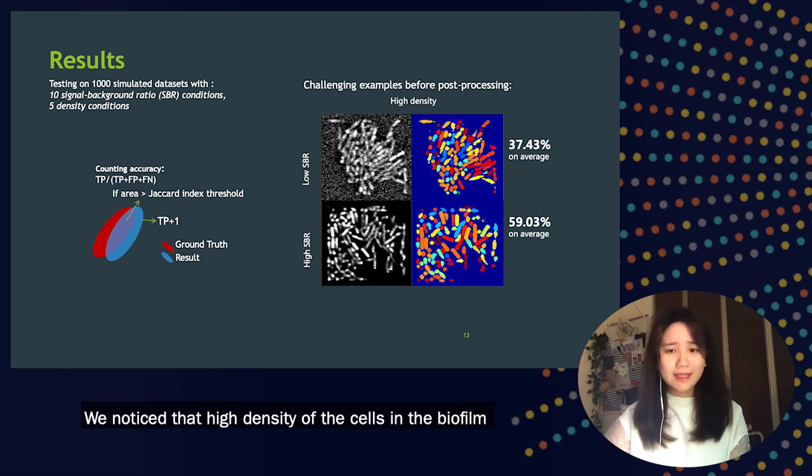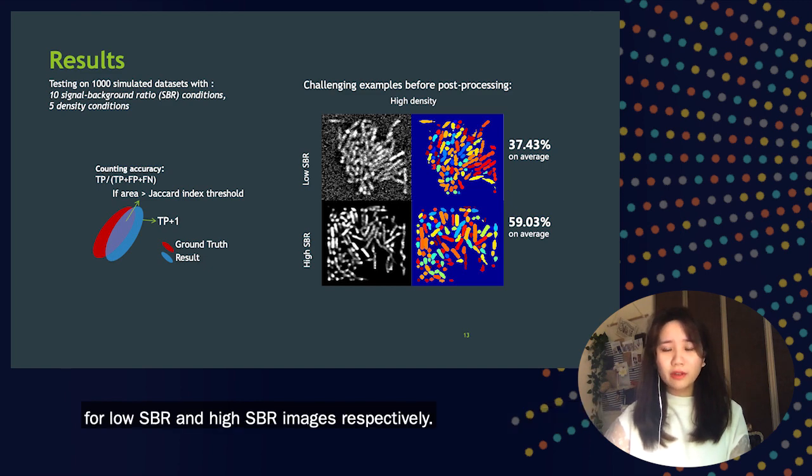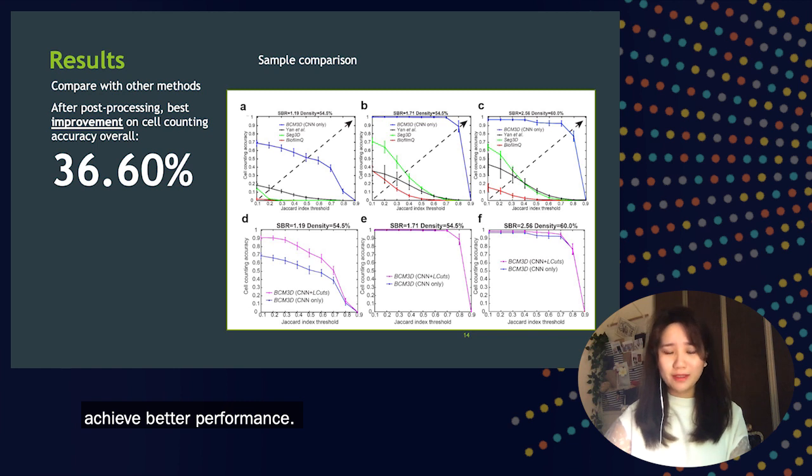We notice that high density of the cells in the biofilm is a key challenge to the in silico trained neural networks. The cells are still connected in the preliminary result. Quantitatively, only 37% and 59% cell counting accuracy are achieved for low SBR and high SBR images, respectively. However, compared with the other methods in the biofilm community, the results before post-processing can already consistently achieve better performance.